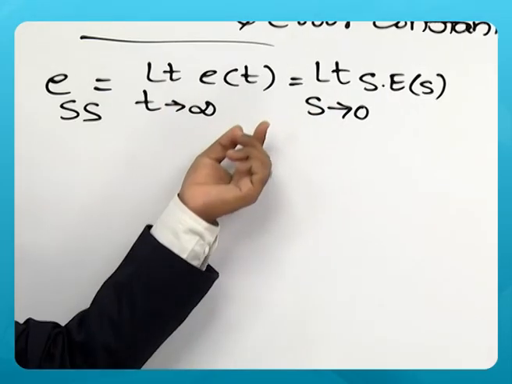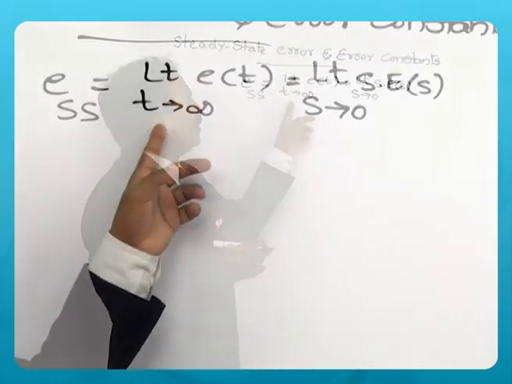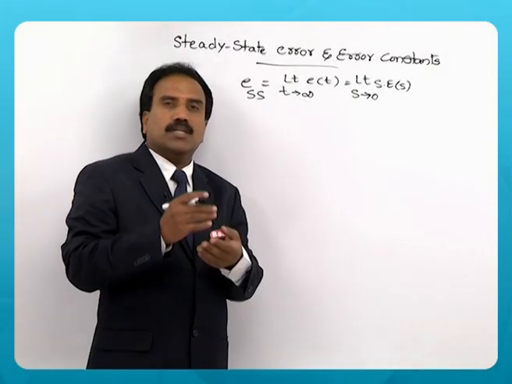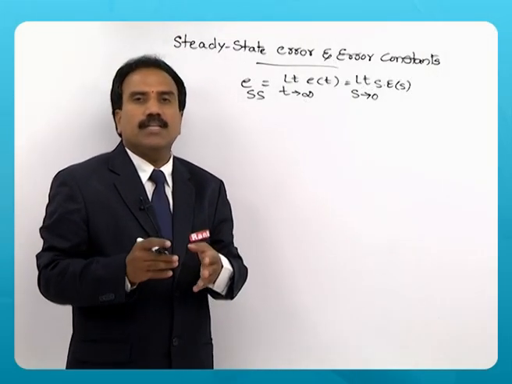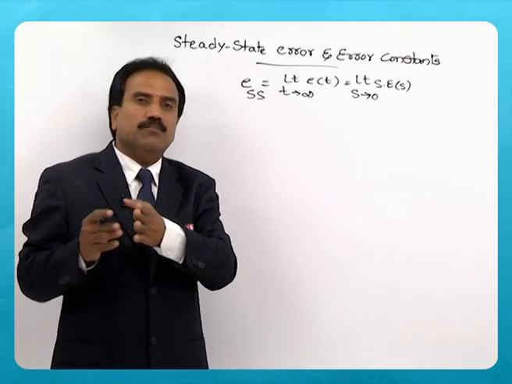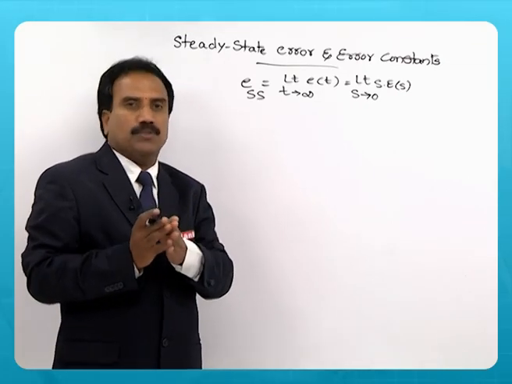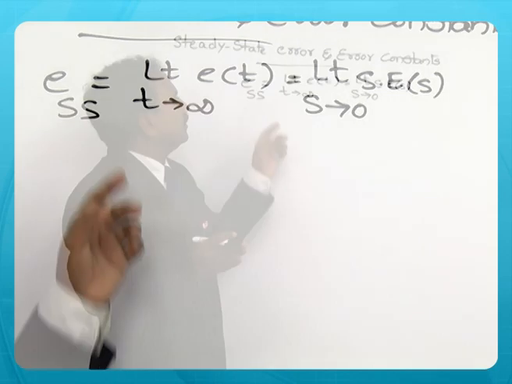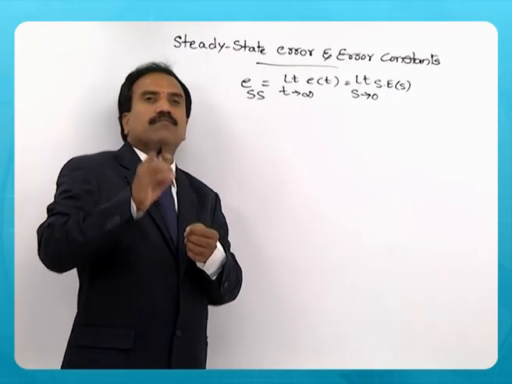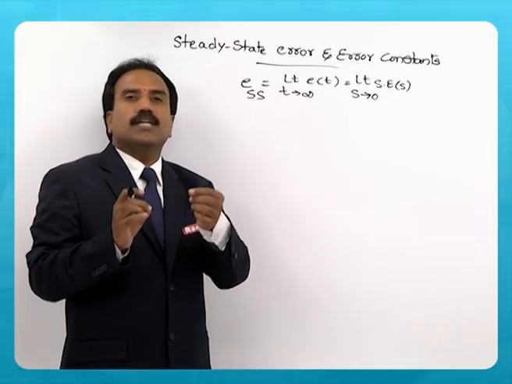Error function or the response as time tending to infinity means the transient part of the response must die. The remaining part of the time response is called steady state response. That response in the steady state, if it is differing from the input, then what is the error?